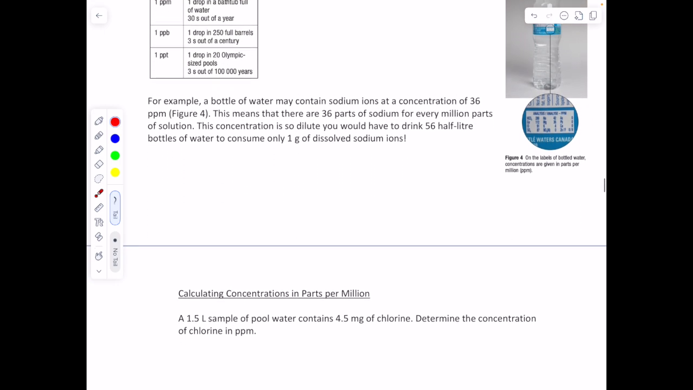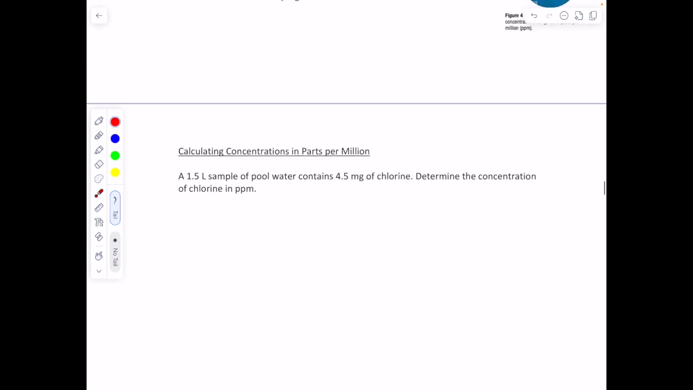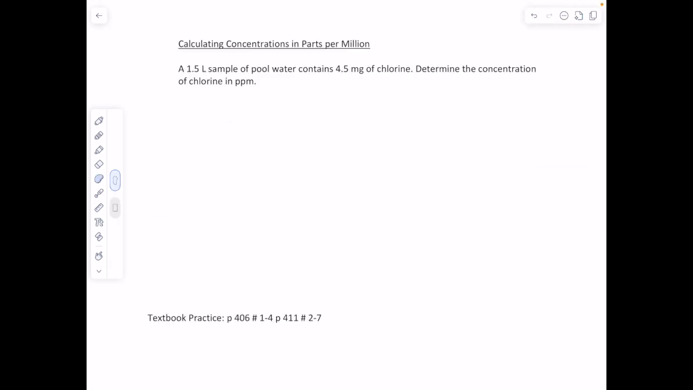For example, a bottle of water may contain sodium ions at a concentration of 36 parts per million. This means that there are 36 parts of sodium for every million parts of solution. This concentration is so dilute, you would have to drink 56 half-liter bottles of water to consume only 1 gram of dissolved sodium ions. Let's practice calculating concentration in parts per million. A 1.5 liter sample of pool water contains 4.5 milligrams of chlorine. Determine the concentration of chlorine in parts per million.